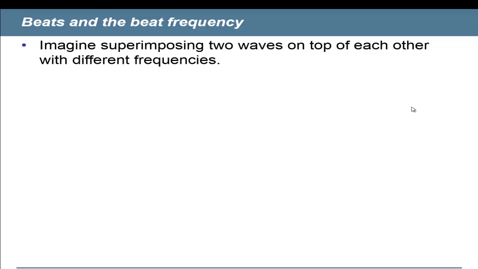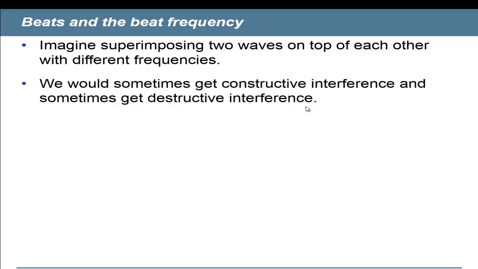So now imagine that we take two waves that we superimpose on top of each other, but each of these waves has a different frequency, so it's traveling a different distance in time. What would happen here is sometimes we would get constructive interference, and sometimes destructive interference, because they wouldn't be in sync anymore like we had with standing waves.